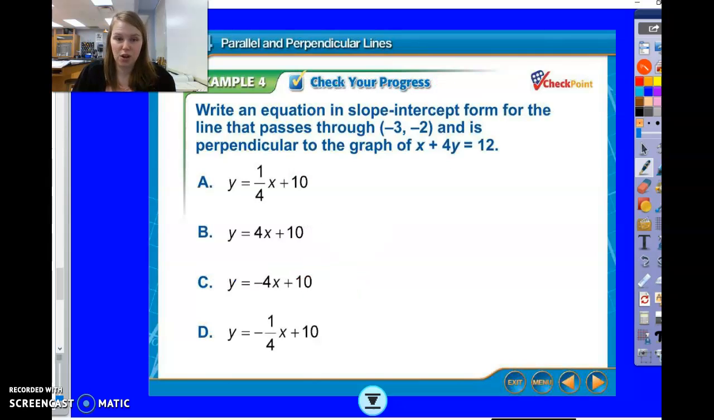Alright, you try. So this one's similar. It's asking for a graph or a line perpendicular to this one with this point. So pause right here, see what you can do.